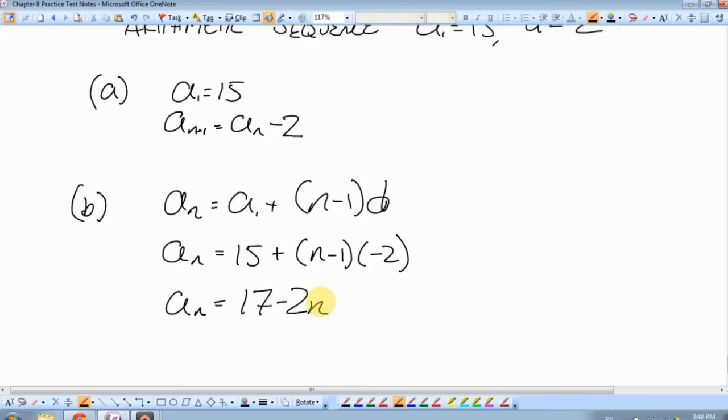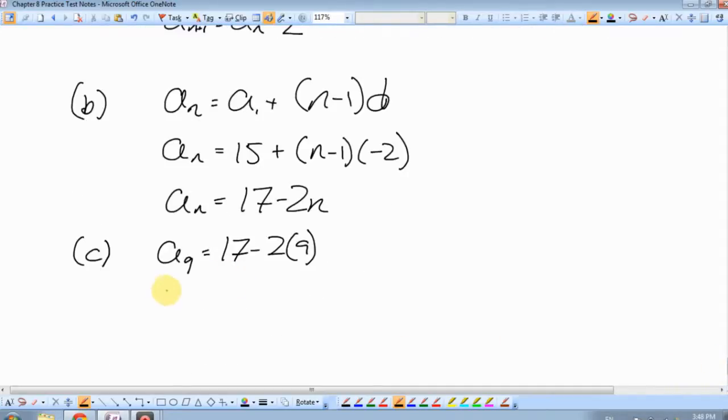Okay. C. Find the 9th term. Which is nice because we just did the explicit rule. 17 minus 2 times 9. -1, yeah. Awesome.